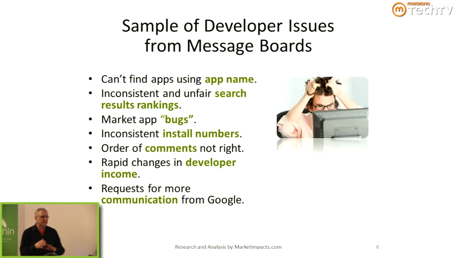Inconsistent install numbers. The reported installs started moving around. I know Google has made some changes recently to stabilize that. The order of comments. It used to be that user comments were displayed in chronological order, and now they're coming up in non-chronological order. I think Google is trying to do something about, let's call it comment spamming. So they've got some algorithm for figuring out which comments are going to show up toward the top of the comment list. Rapid income development. Oh, requests for more communication.